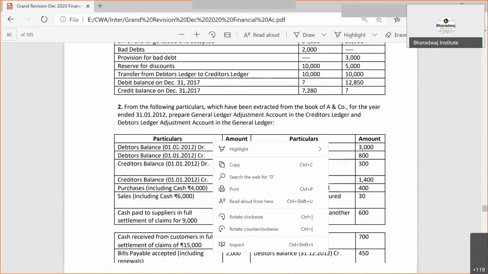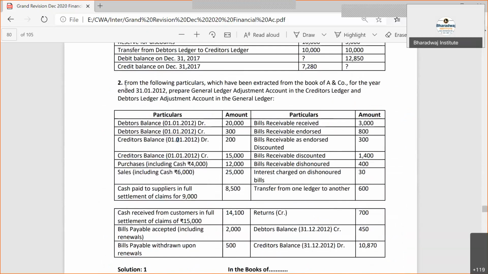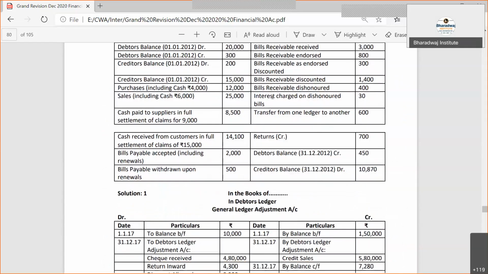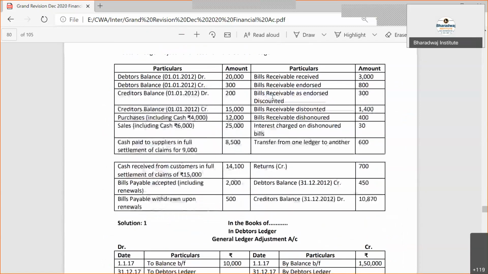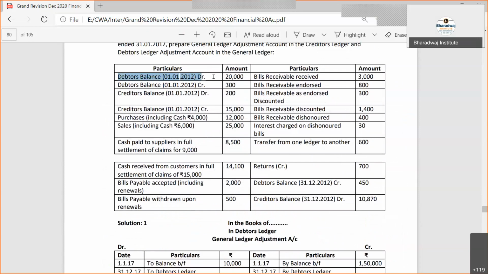Okay, let us consider the second question first. From the following particulars, they ask for the general ledger. They have given debtors balance debit, which means it is a normal balance.